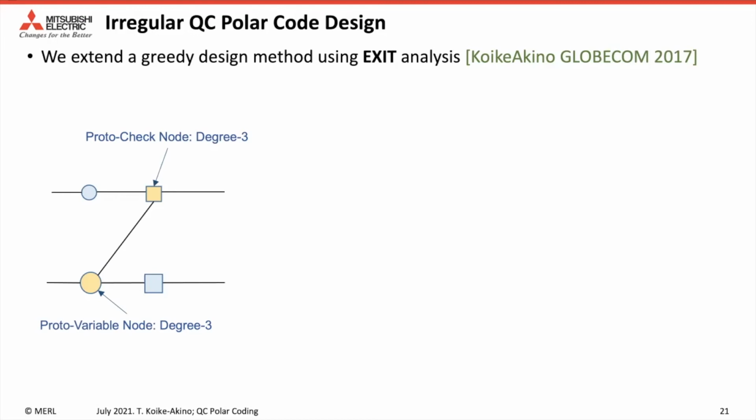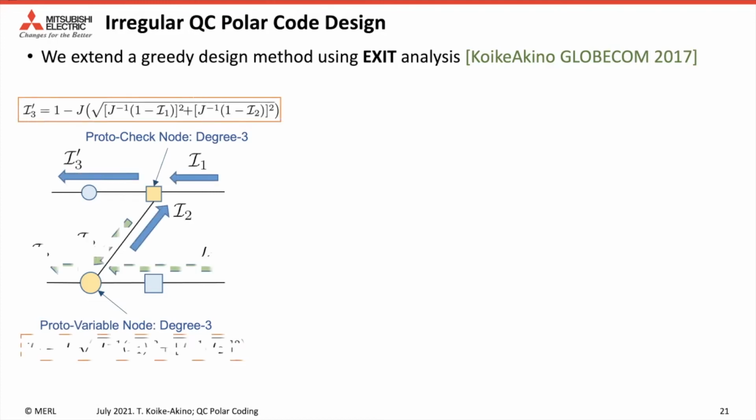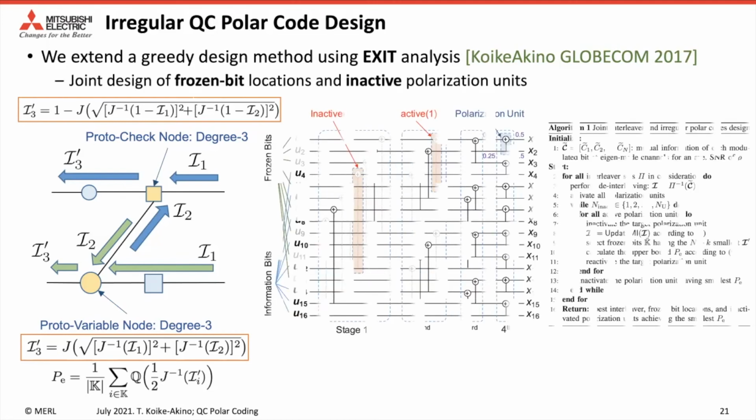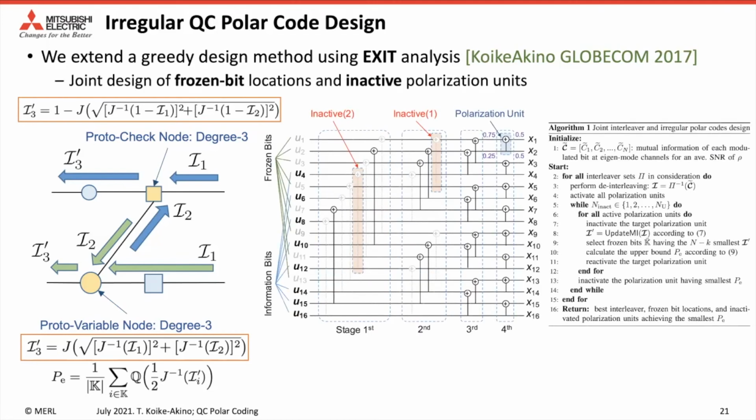We use this P-EXIT to optimize frozen bit locations by tracking the mutual information updates over protograph check nodes and protograph variable nodes to predict the error rate performance. We further improve the performance by introducing irregular QC polar codes by jointly designing frozen bit locations and deactivation of polar units.